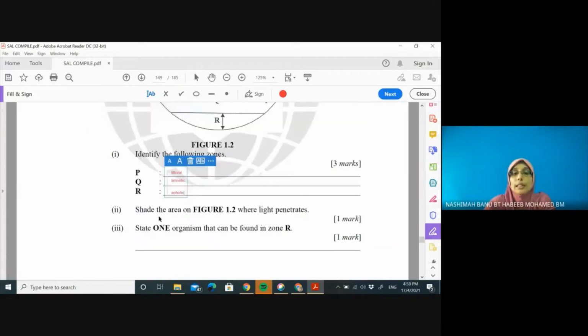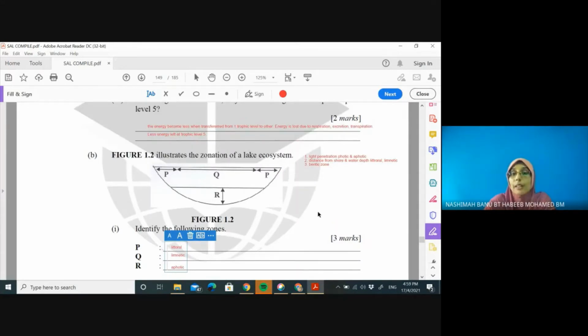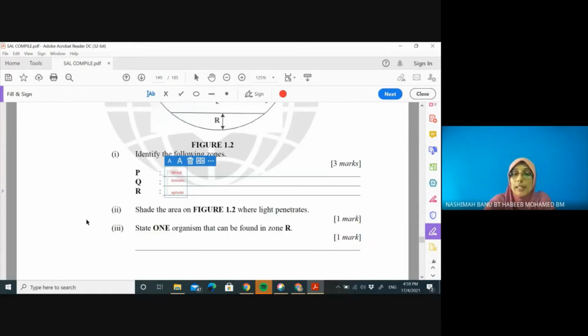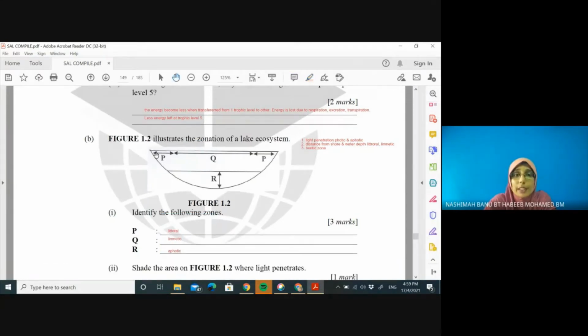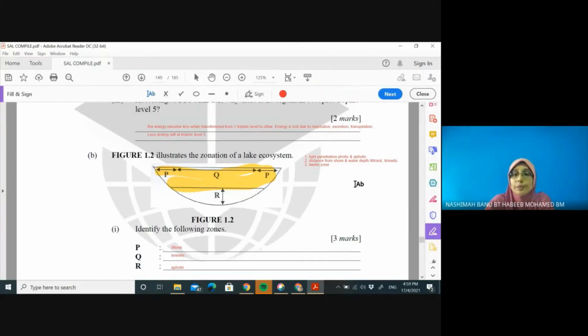If you look at this question, shade the area. Kalau soalan macam ni keluar, pastikan you guna balik figure. Jangan pula lukis lain dan baru shade, salah. So, shade the area in figure 1 where the light penetrates. Sepatutnya kawasan mana? Kita ambil highlight ni, sepatutnya adalah kawasan photic. So you shade. Alright, so next we continue.